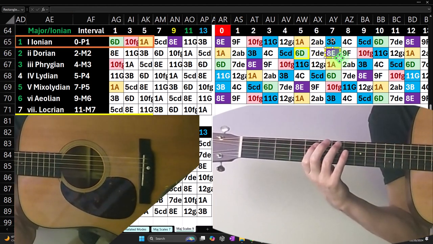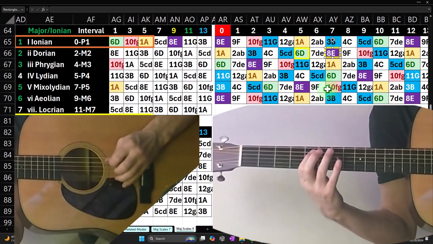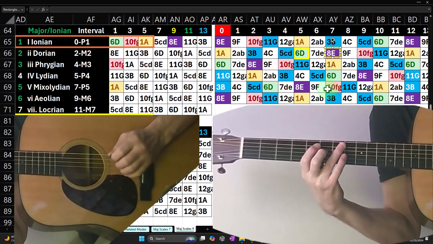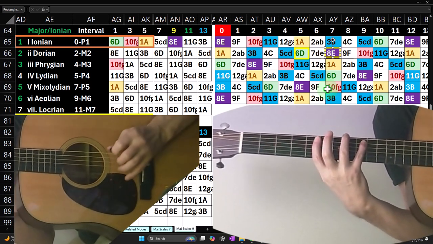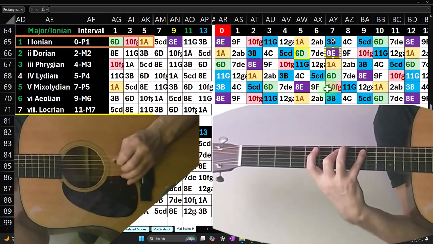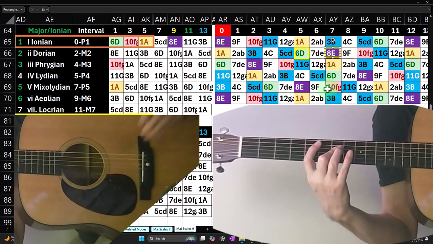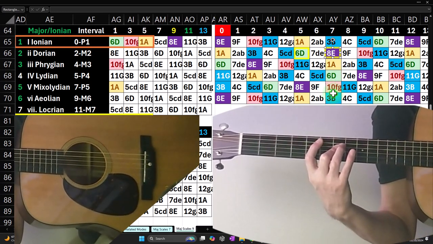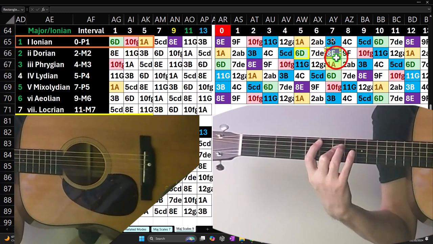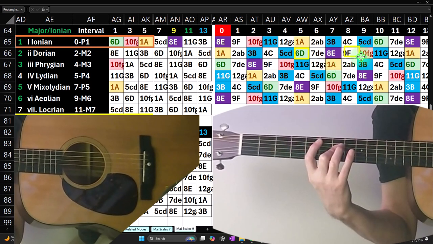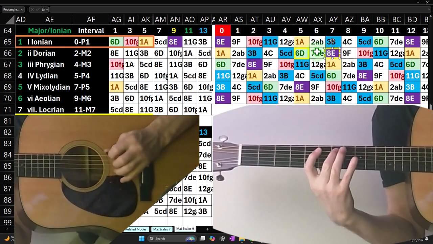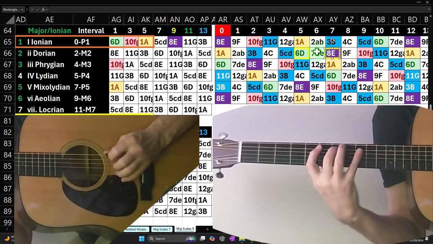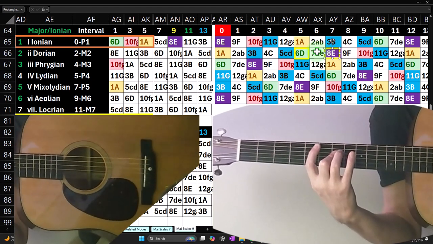So we have that same arpeggiating situation. So if I wanted to arpeggiate that one, I could go up to up here's the third at the ninth fret. So I could go one, two, three, five. And the five is the power chord again, right underneath. So one, two, three, five. I could do that. One, two, three, five. One, two, three, five. All right.